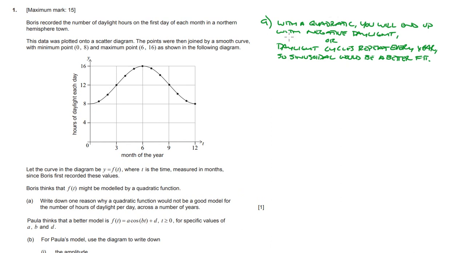Again, I probably feel more comfortable with this first one, quadratic. You'd end up with negative daylight. That doesn't make much sense there.